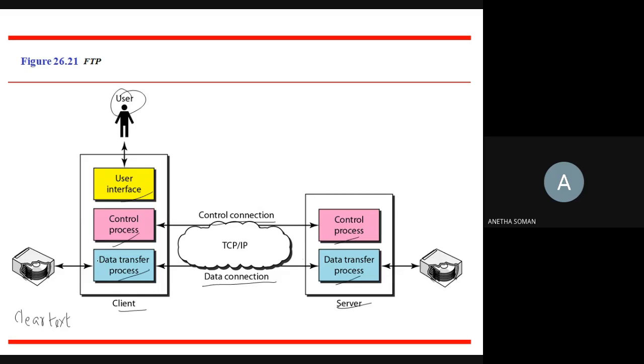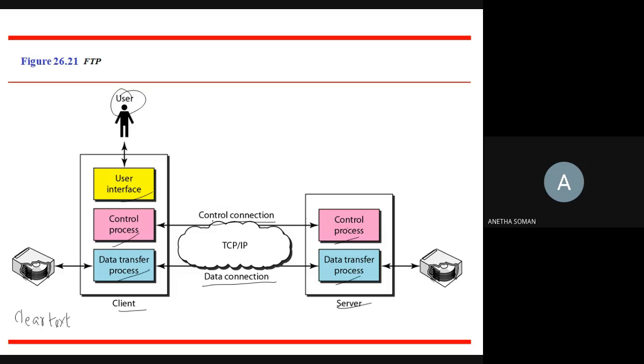So a control connection is made between the control processes. Here also you have a control process, both at the client and the server. So the control connection is made between the two control processes. And the data connection is made between the data transfer process at the client side and also at the server side.